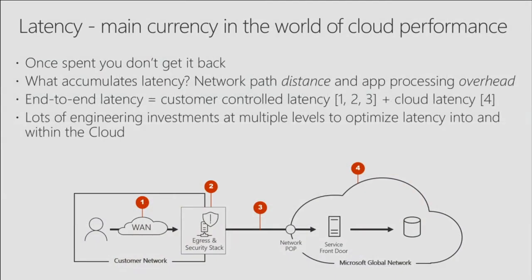Once we realize that Office 365 is a distributed system, it's worthy to talk about one of the fundamental pivots of great software as a service performance, and this is latency. Many people say that latency is the main currency in the performance world. Once you spend it, you don't actually get it back.